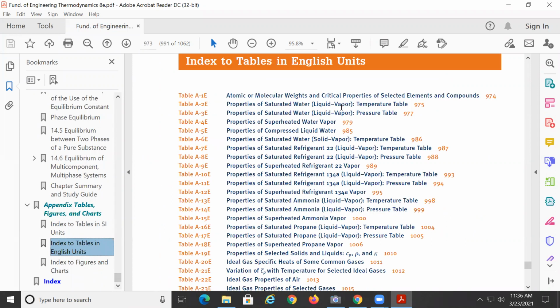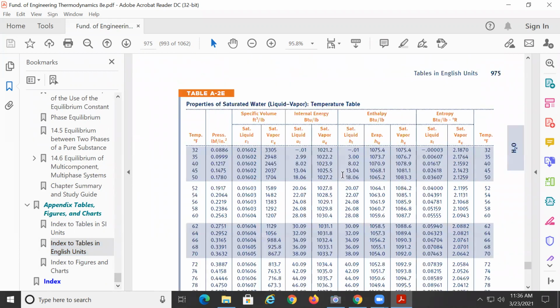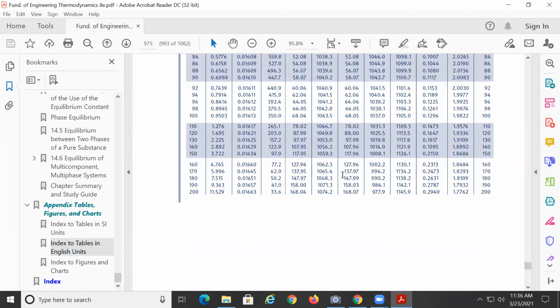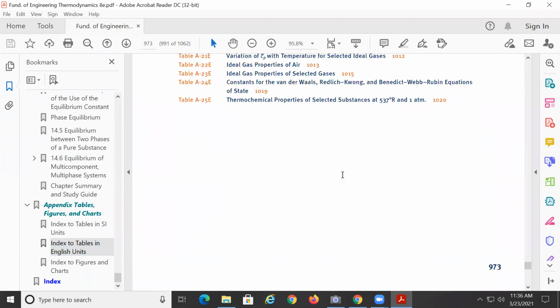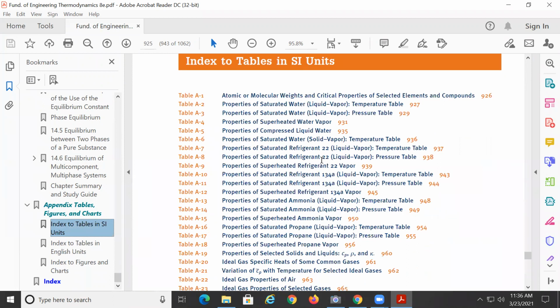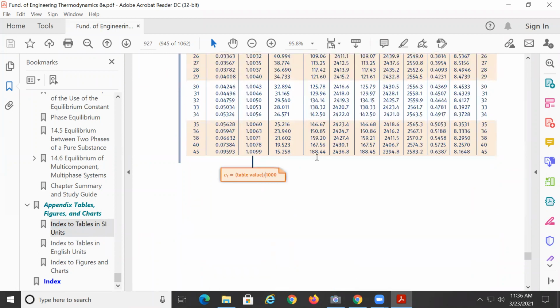So table A2, in function of temperature. This one over here. So push down, push down. Why A2E? I don't want A2E, I want SI units. Here we go. So table A2 at 260.